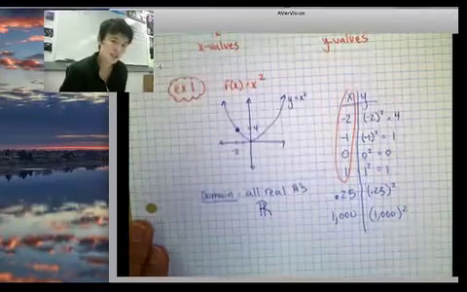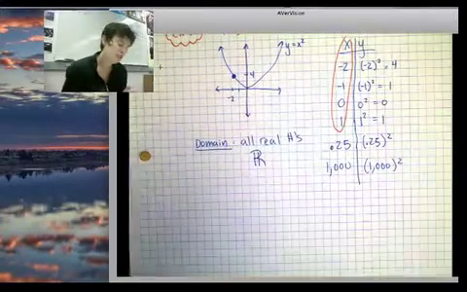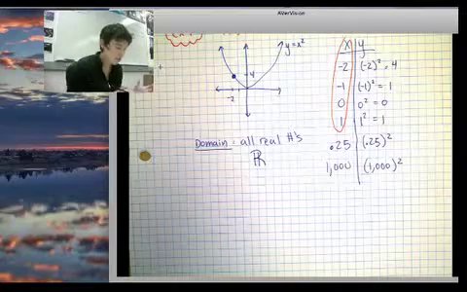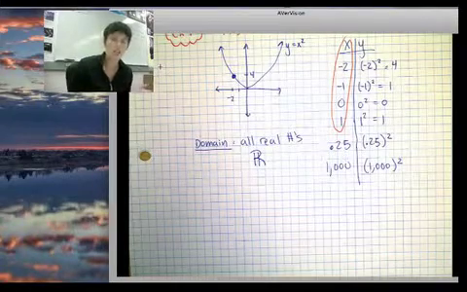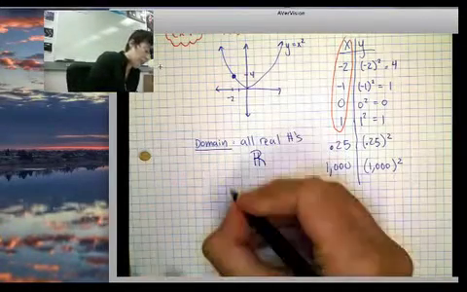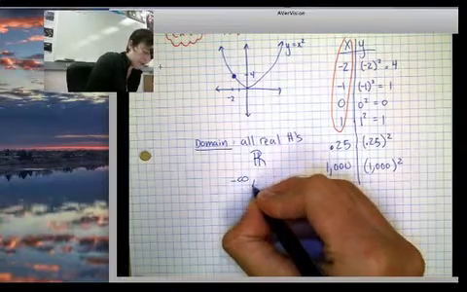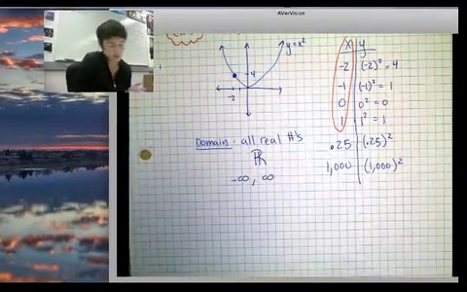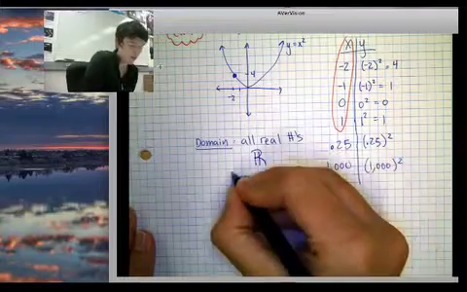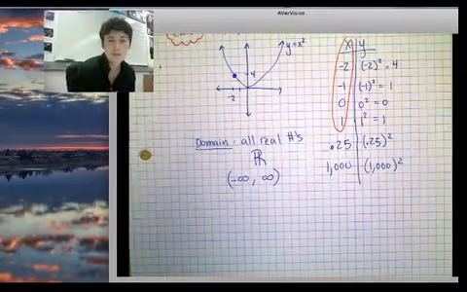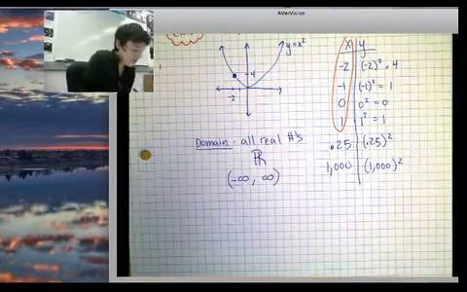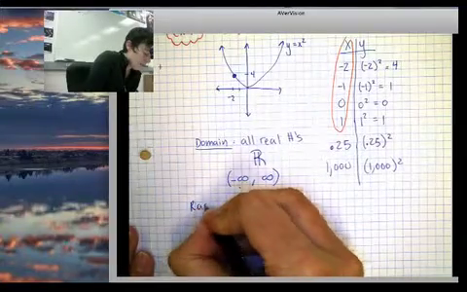If I was going to use interval notation, I'm going to describe all real numbers using infinities. So I would say it goes from -infinity to +infinity. And we'd put parentheses around this. We always use parentheses around infinities. So there's my domain. The range is the y values.